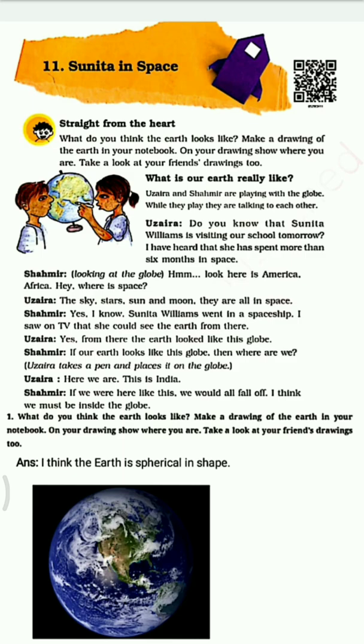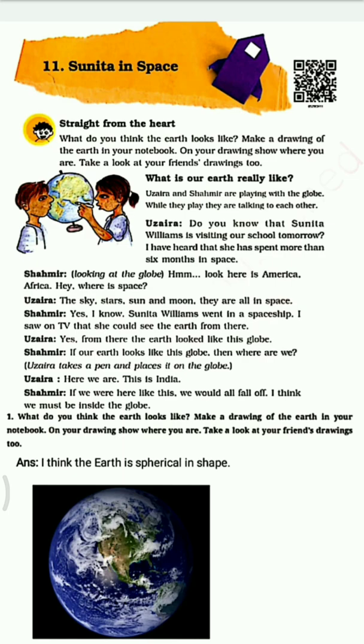Uzaira: Yes, from there the Earth looks like this globe. So Uzaira is telling that from space our Earth looks like this globe. Shahmir: If our Earth looks like this globe, then where are we? He is asking, if our Earth is like this globe, then where are we living? So Uzaira takes a pen and places it on the globe. Uzaira: Here we are. This is India.